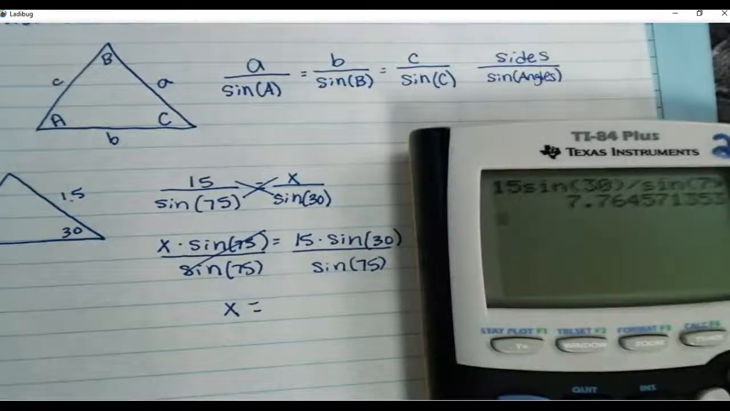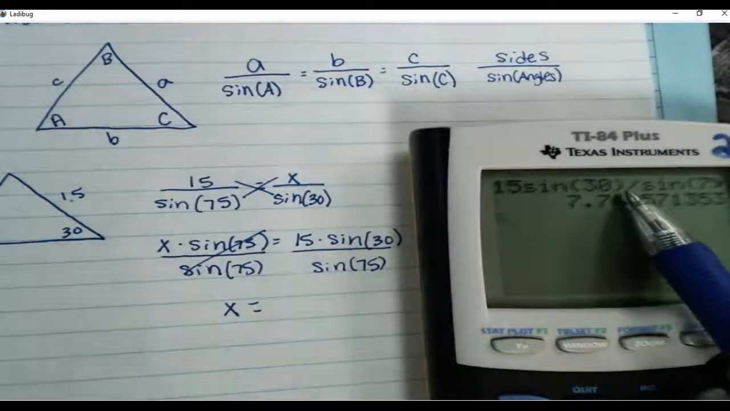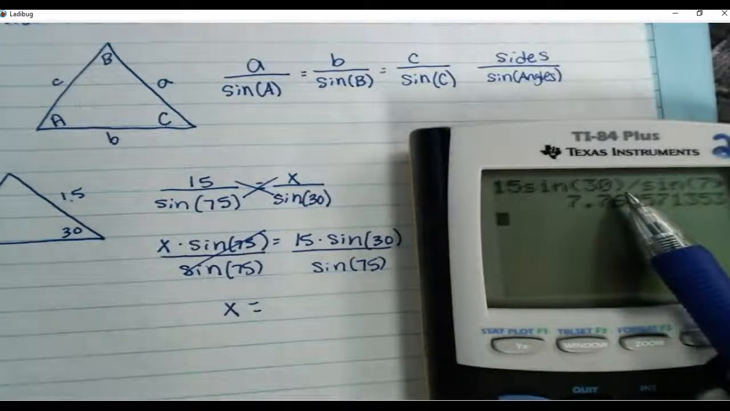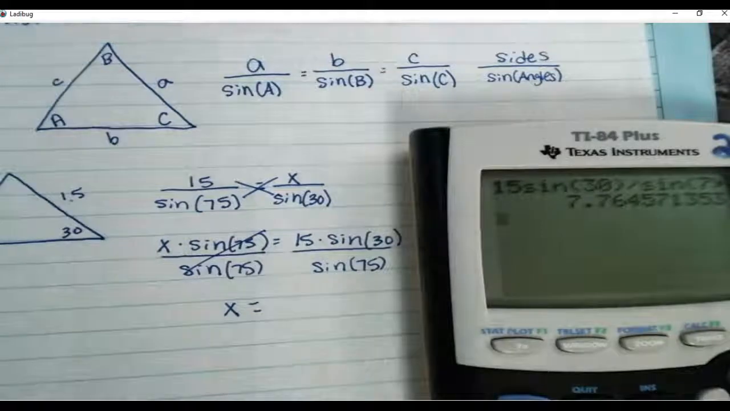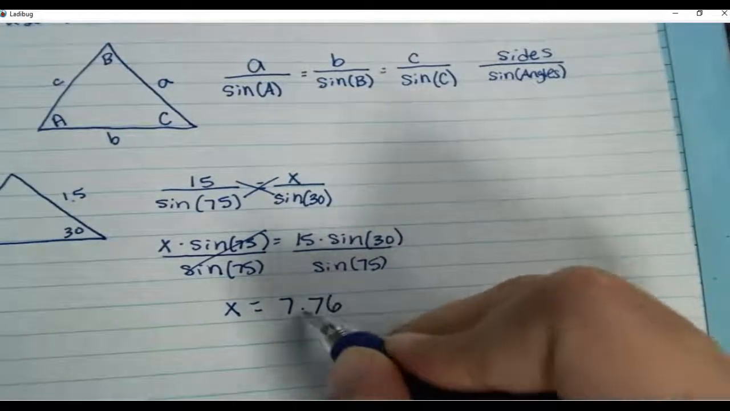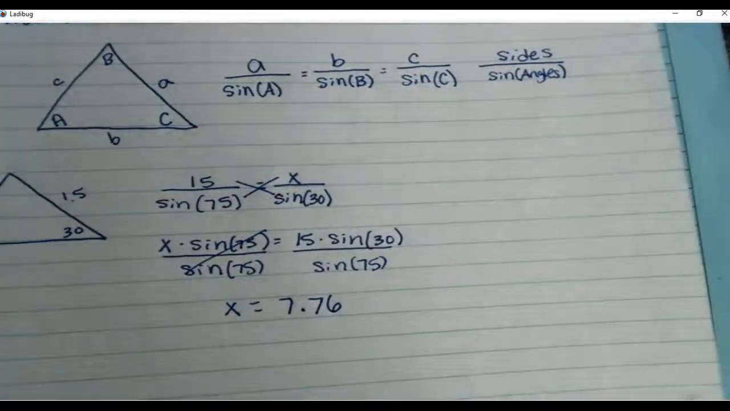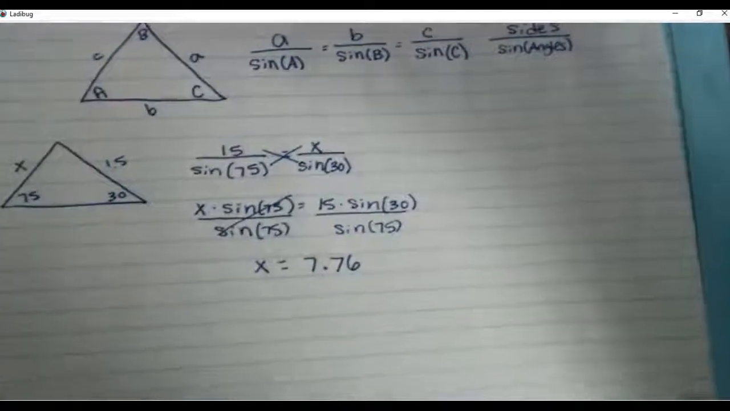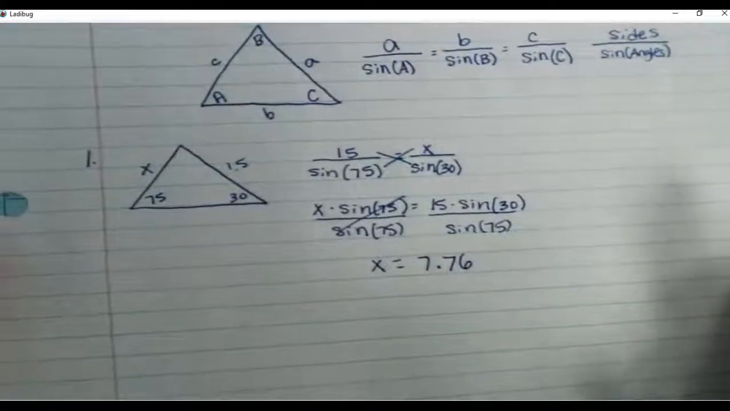Did you close your parenthesis after the 30? Are you in degree mode? So you still want to be in degree mode. Really, anytime you're doing something with triangles, you want to be in degree mode. Any questions on this? Alright, let's do one where we're finding a missing angle.